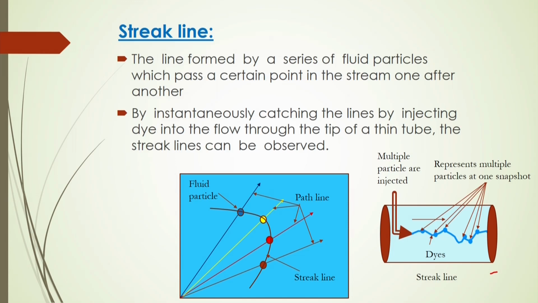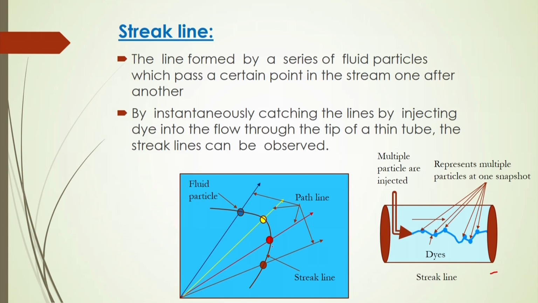The line formed by a series of fluid particles which pass a certain point in the stream one after another. So, this is the definition of the streak line. It will be a line formed by a series of fluid particles passing through a certain point in the stream one after another. Instantaneously, if you cast the lines by injecting dye into the flow through the tip of a thin tube, the streak lines can be easily observed.